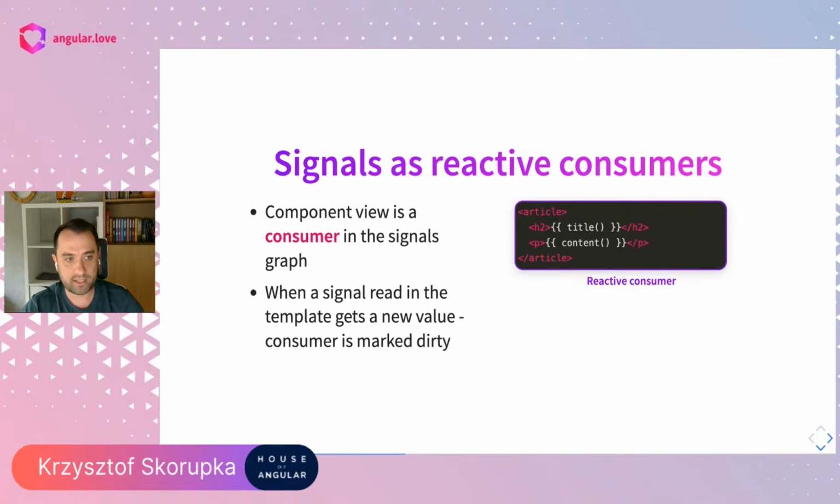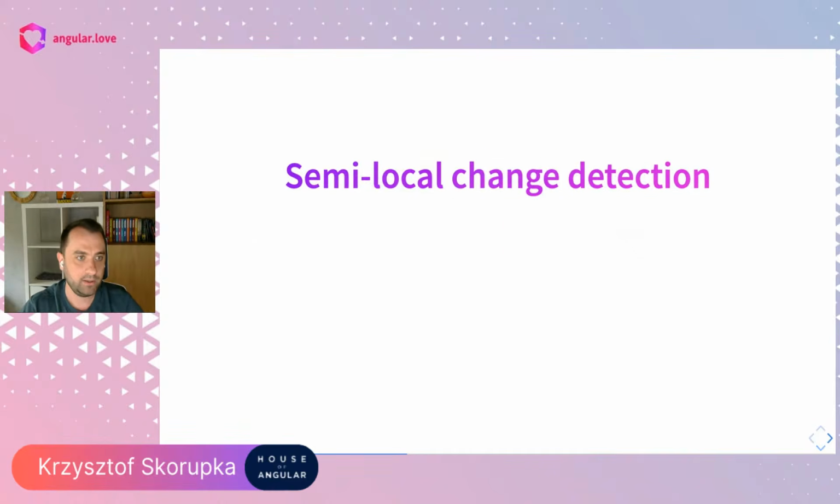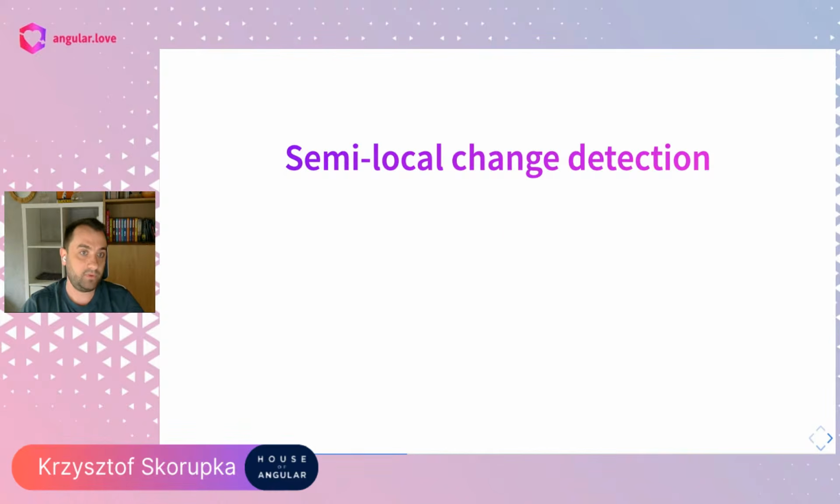So when a signal read in the template gets a new value, the consumer is marked dirty. And this is a very important distinction. It's not the component node which is marked dirty. It is the reactive consumer which is attached to this node. That's very important, and you will see in a minute why. So with that, we can implement so-called semi-local change detection.